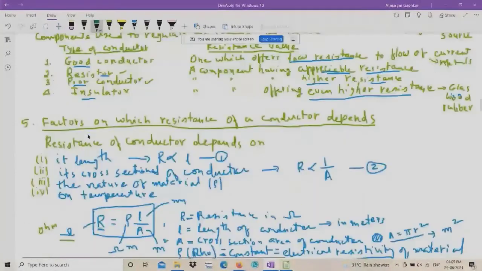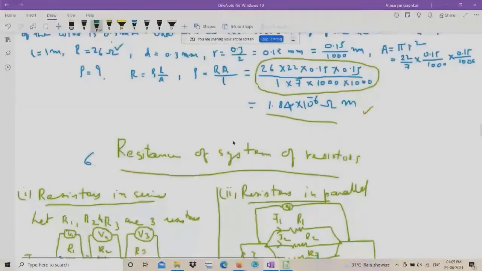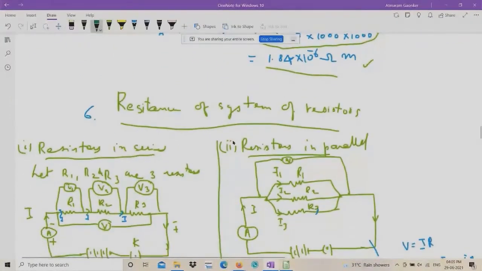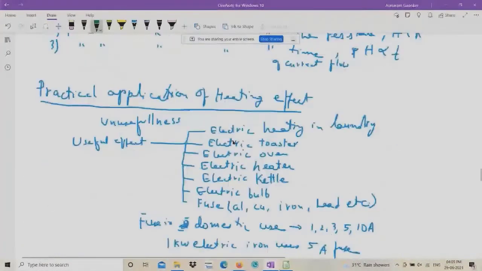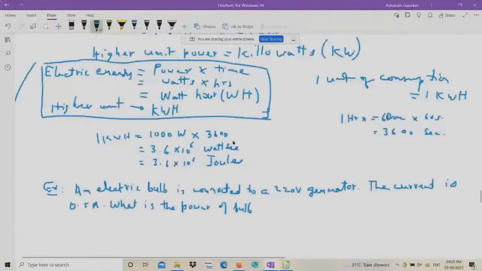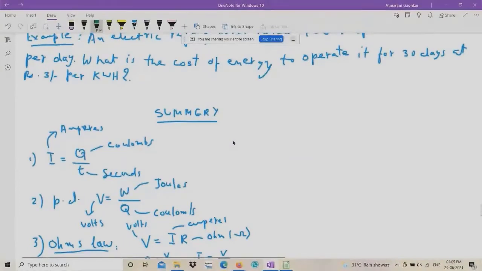That was the fourth point. And fifth, we will discuss resistivity, factors affecting the resistance of the conductor. Sixth, we will discuss resistances in parallel and series. Then the heating effect of electric current, and then we will see electric power. And at the end, again, we will see the summary.